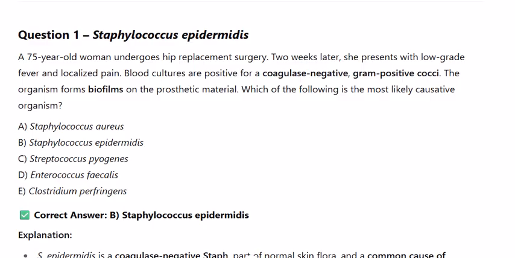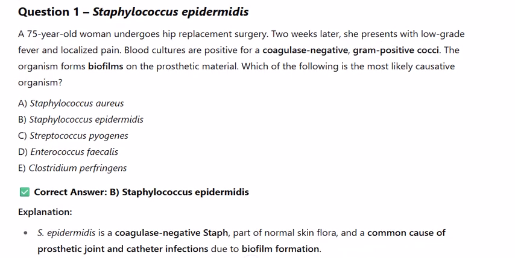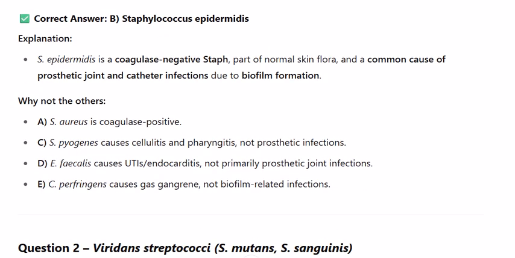A. Staphylococcus aureus, B. Staphylococcus epidermidis, C. Streptococcus pyogenes, D. Enterococcus faecalis, E. Clostridium perfringens. Correct answer, B. Staphylococcus epidermidis. Explanation: S. epidermidis is a coagulase-negative staph, part of normal skin flora, and a common cause of prosthetic joint and catheter infections due to biofilm formation.